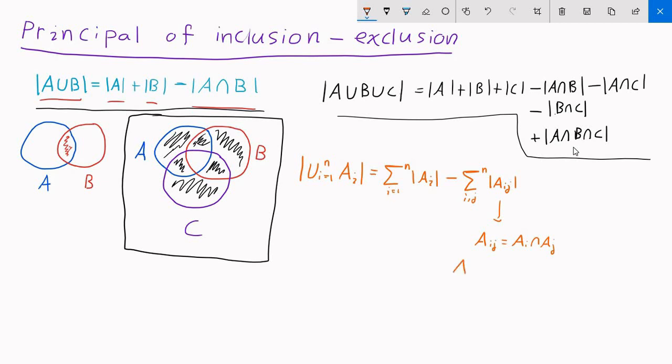And in general, if I write i1 up to ik, what I really mean is A_i1 intersect A_i2 intersect, and so on, up to intersecting with A_ik. Continuing on in the sum of cardinalities, I then go over all the triple intersections.